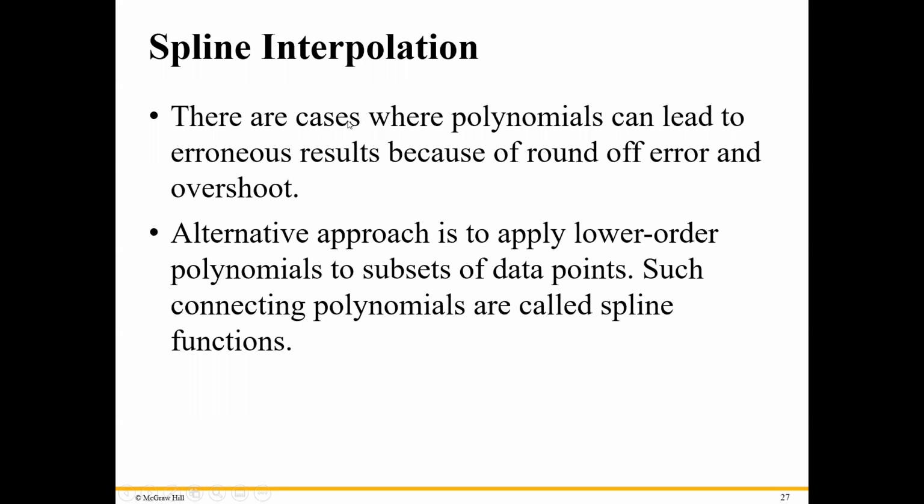But of course, when we are not using all the subsets of the data points, there are certain limitations and certain conditions. Those must be followed to set up the equations for the splines.